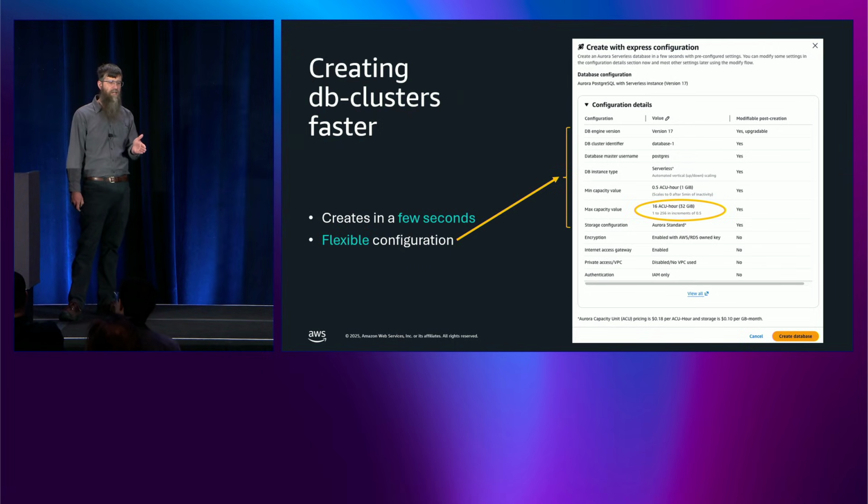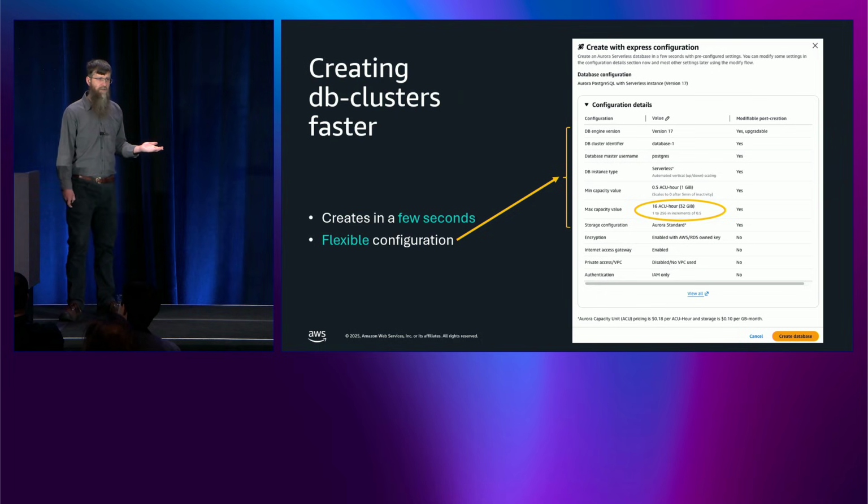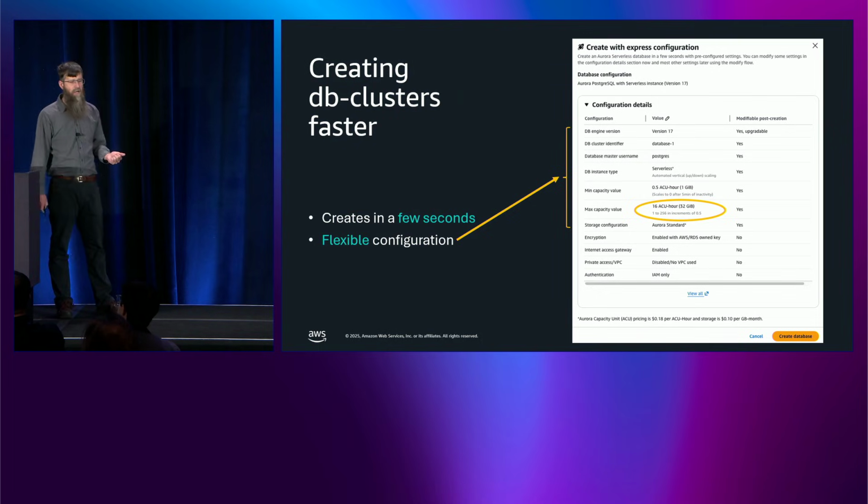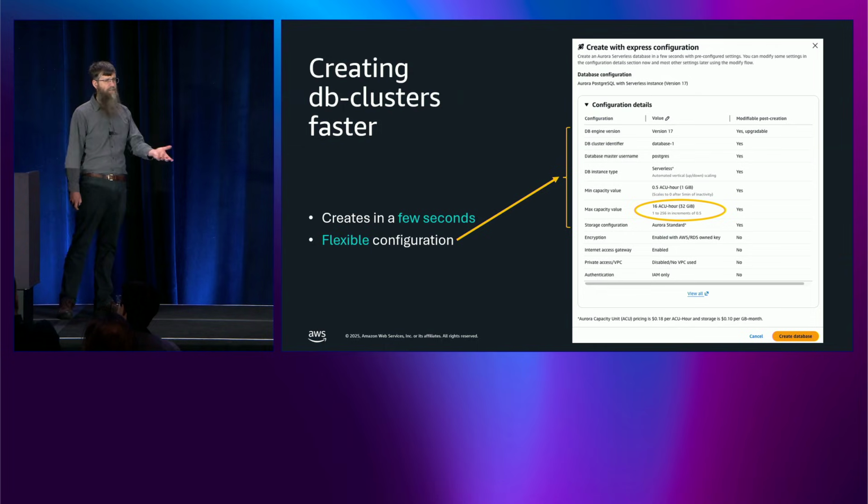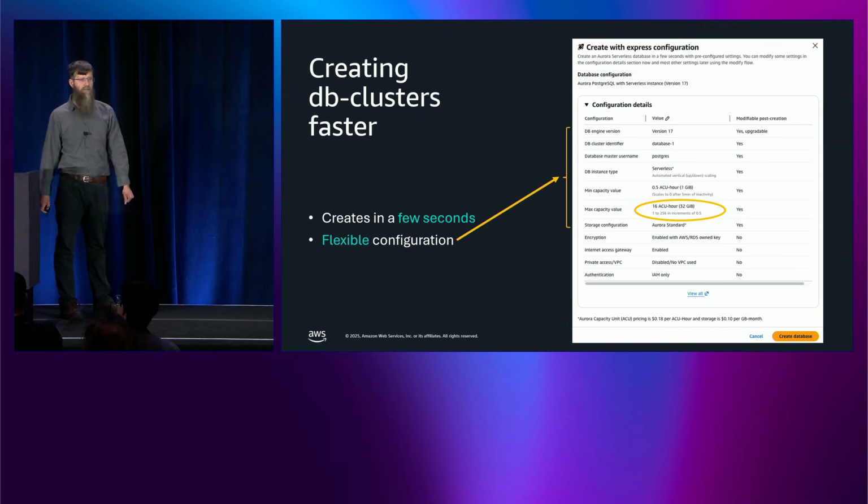But you can see that right-hand column, modifiable post-creation. So it's yes for most of those things. So even if you don't like the defaults that are here, as soon as the cluster's created, you can change it if you like as well. So this one starts off with 16 ACUs. That's good for a lot of people. But if you want a provisioned system, that's fine. Just bring up your serverless one and switch it over. We can just fail over like we talked about before.